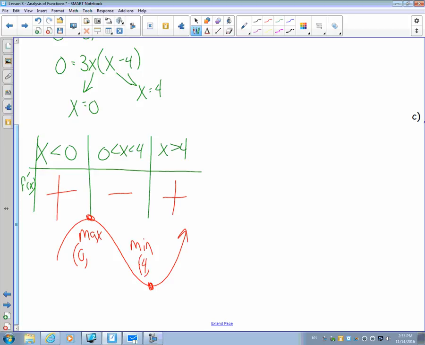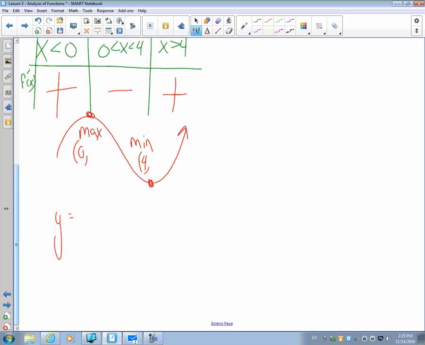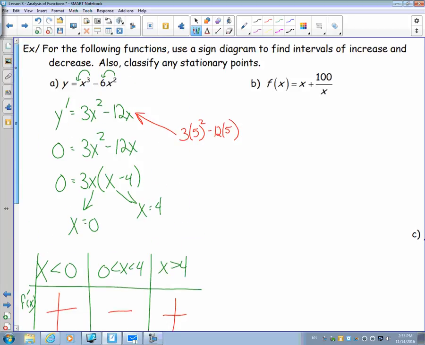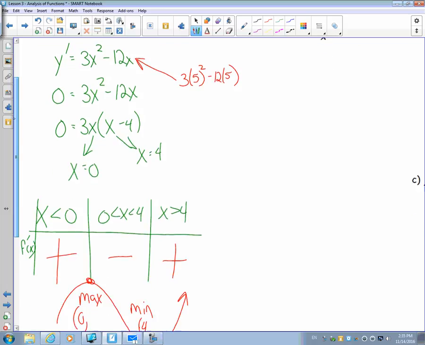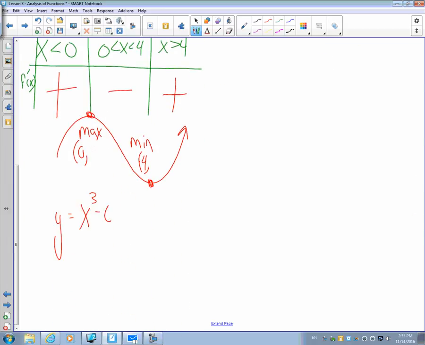To figure out the somethings, we go back to our initial equation, because that's how we get points. Our initial function was x cubed minus 6x squared. So if I put 0 in there, I get 0 cubed minus 6 times 0 squared. I get 0. So at (0, 0), there's a maximum. If I do the same thing, but I use 4 this time, 4 cubed minus 6 times 4 squared, we get 64 minus 96, which makes negative 32. There's my minimum. Those are my stationary points, my points that don't change.